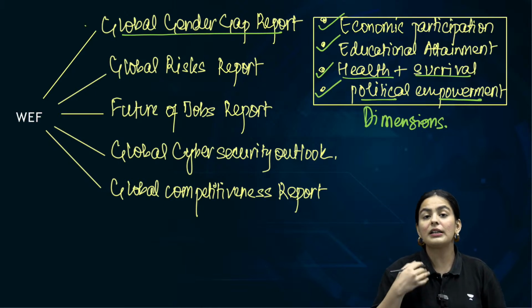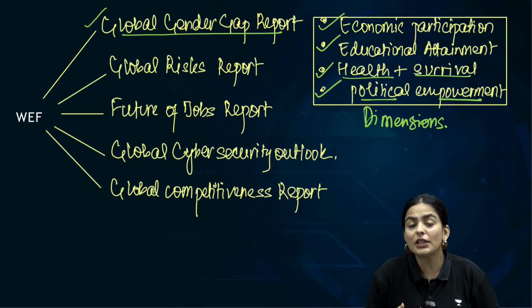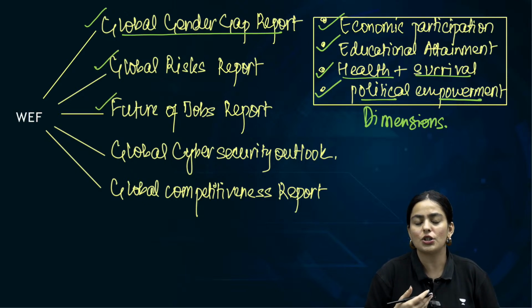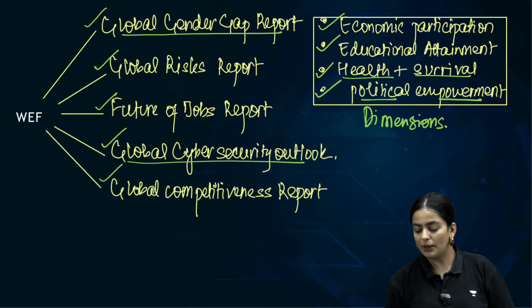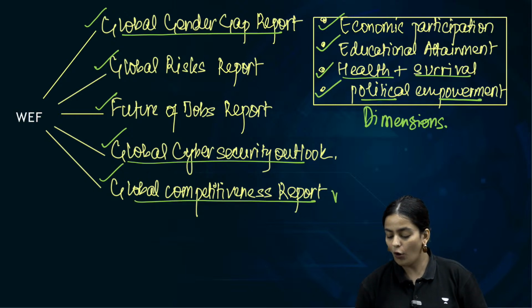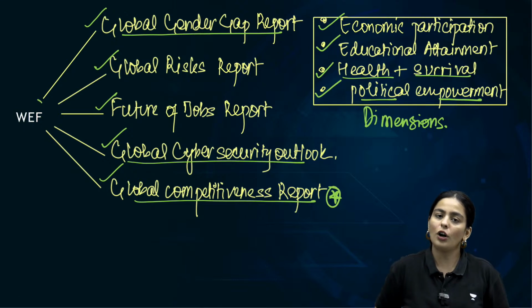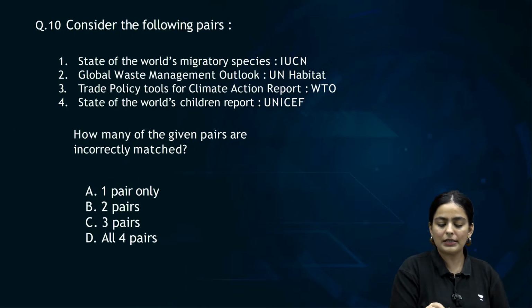They are important when it comes to the Global Gender Gap Report. The second is Global Risks Report. What are the risks in terms of maybe climate change, in terms of new technologies, etc. Future of Jobs Report. How are jobs going to change maybe in the face of AI, maybe in the face of technology, etc. Global Cyber Security Outlook, and also the Global Competitiveness Report that we have already done. They are all released by the World Economic Forum. Clear about this?